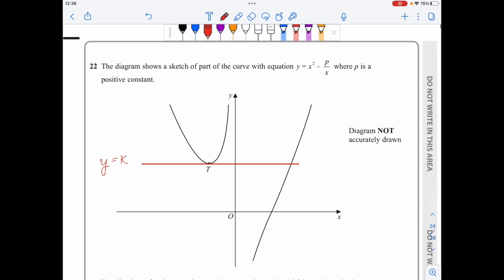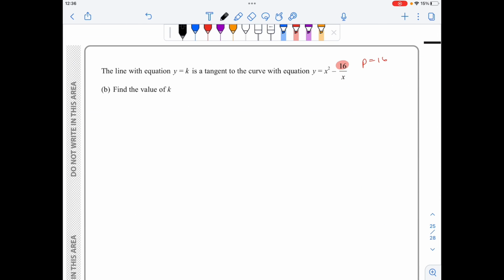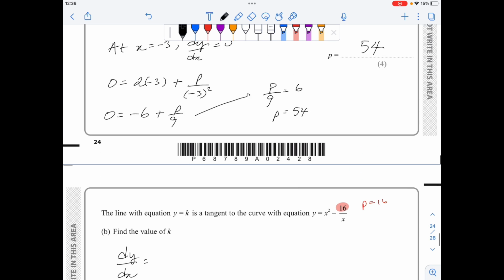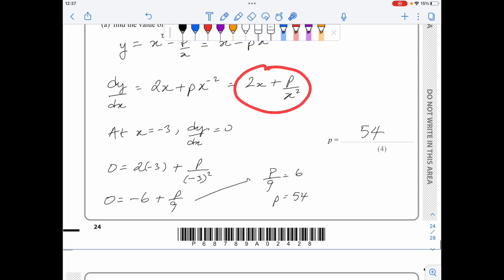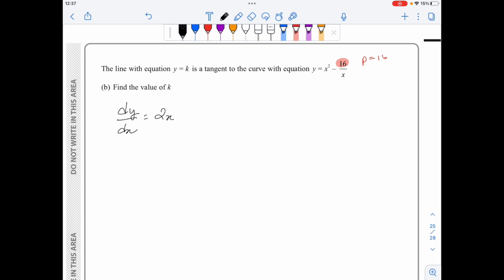So to find the value of k, I need to find the y coordinate of T. And to find the y coordinate of T, I'll need to first find the x coordinate of T and substitute in the original equation using the value of p equals 16. So first I'll need the derivative, dy dx. No need to perform differentiation again. I'll just go above, take this and use p equal to 16. So that's 2x plus 16 over x squared.